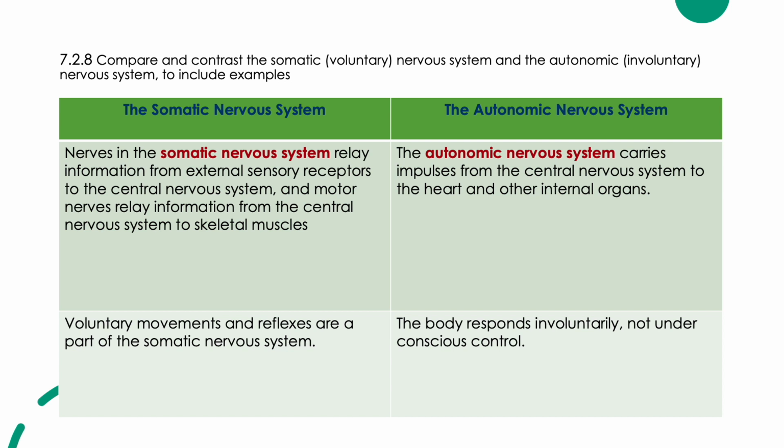You should be able to know the main difference between the somatic and autonomic nervous system. So on the previous slide we saw that the somatic nervous system is the one which is voluntary, and here the skeletal muscle movements are being discussed. So it is a voluntary system, and here voluntary movements and reflexes are part of this nervous system. And here it carries the impulses from the central nervous system to the heart and internal organs, which is mainly involuntary, and it is not in our conscious control.